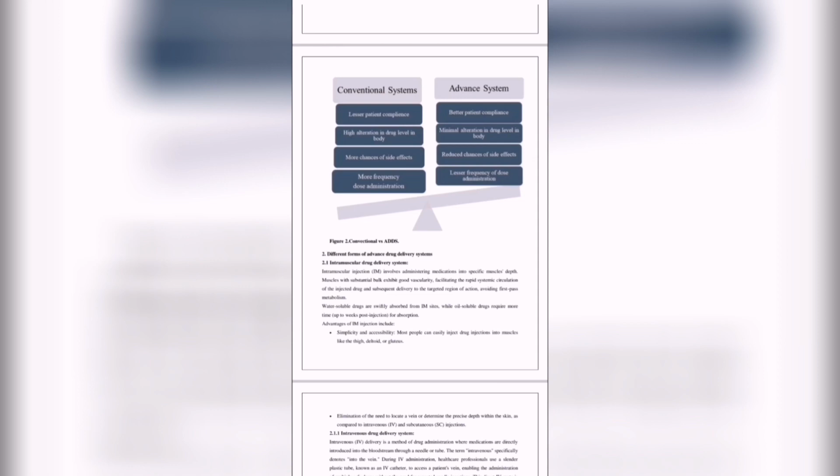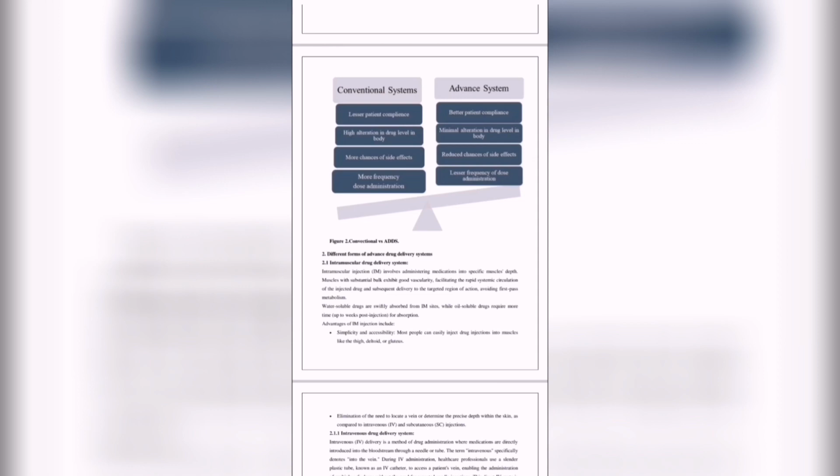Here are some advanced drug delivery systems. Intramuscular drug delivery system (IM) involves administering medications into specific muscle depth. Muscle with substantial bulk, meaning heavy bulk, good vascularity, facilitating the rapid systemic circulation of the injected drug and subsequent delivery to the targeted region of action, avoiding first pass metabolism. Water soluble drugs are swiftly, meaning quickly, absorbed from IM sites, while oil soluble ones require more time.